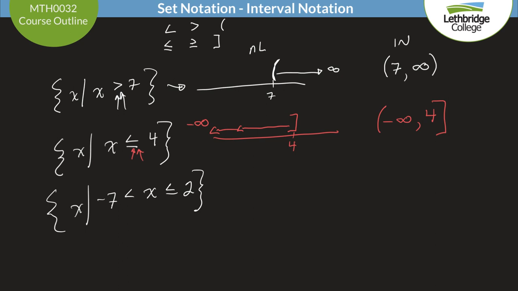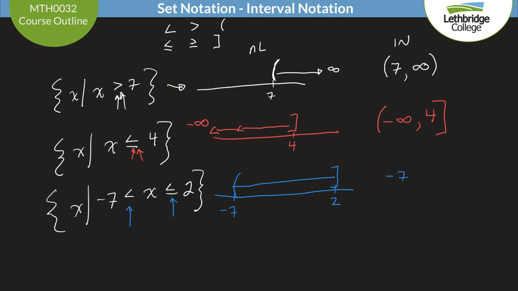Okay, and then the last one. Negative 7 is less than x, which is less than or equal to 2. Again, let's do a number line. And here's negative 7 about there, and 2 is up here somewhere. Since there's no equal sign there, at negative 7 will be a curly bracket. At 2, since there is an equal sign, this would be a square bracket. So it's all the numbers in between those. So the interval notation will look exactly the same as that.